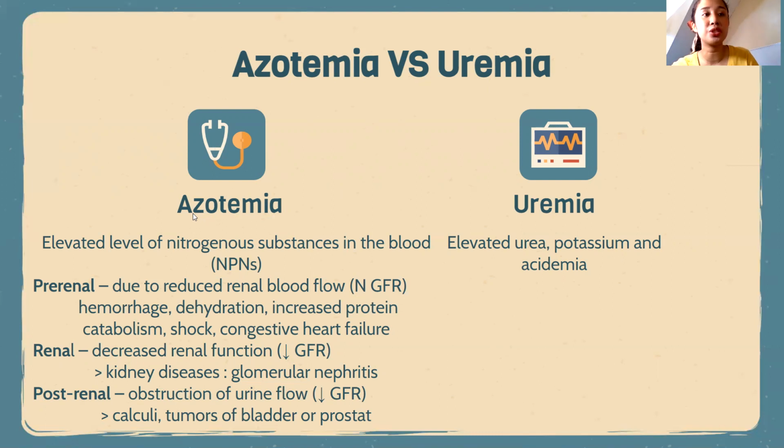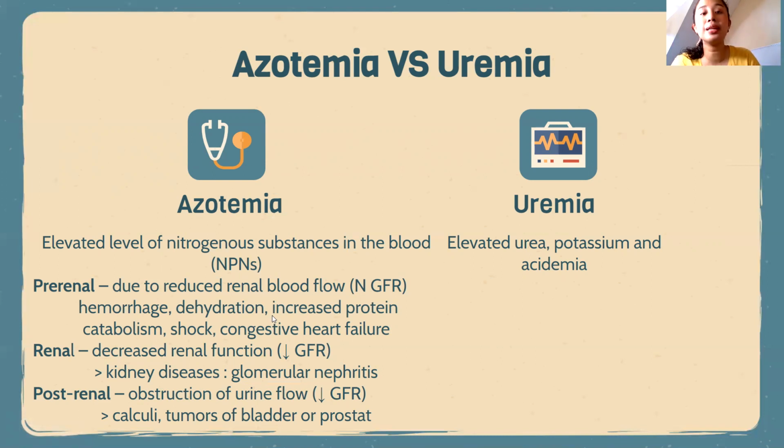So we have three types of azotemia: pre-renal azotemia, renal azotemia, and post-renal azotemia. This is easy, guys. In renal azotemia, there's something wrong with the renal function. In post-renal azotemia, there's a blockage or obstruction in urine flow. In pre-renal, there's nothing wrong with the kidneys, but there is reduced renal blood flow. Examples, class: hemorrhage, dehydration, increased protein catabolism, shock, and congestive heart failure.